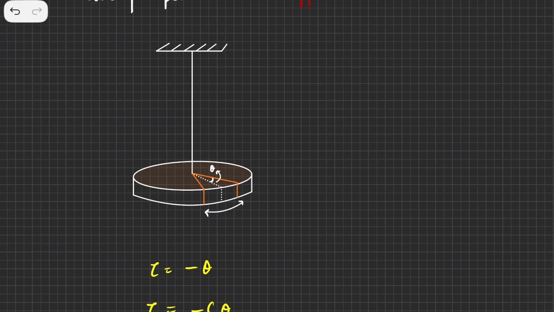It will rotate like this, and then it will go back like this, and then it will come back again. So it will keep on doing that. The angle it covers from its mean position is called the angular displacement, theta, and this is the extreme position, and this is also the extreme position.